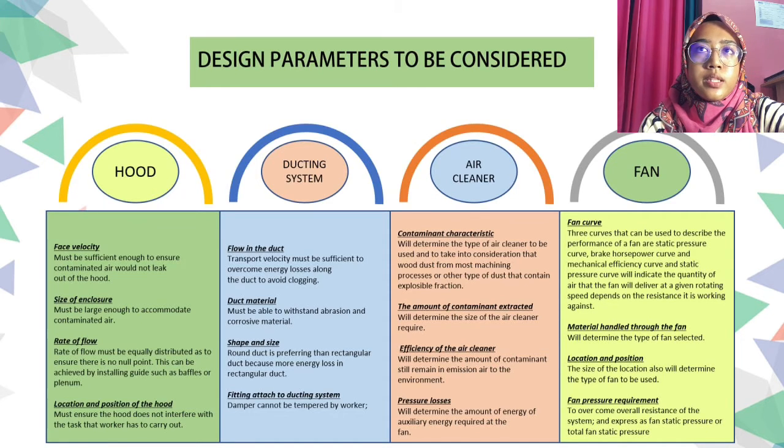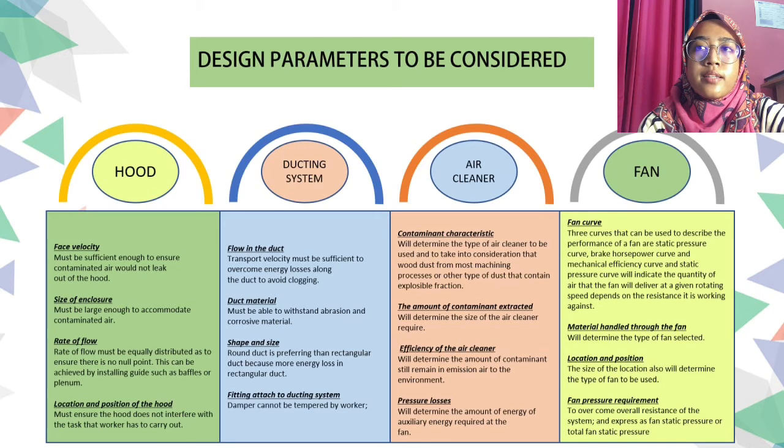Fan design parameter: fan curve. Three curves can be used to describe the performance of a fan: the static pressure curve, the brake horsepower curve, and the mechanical efficiency curve. The static pressure curve will indicate the quantity of air that the fan will deliver at a given rotating speed, depending on the resistance it is working against.